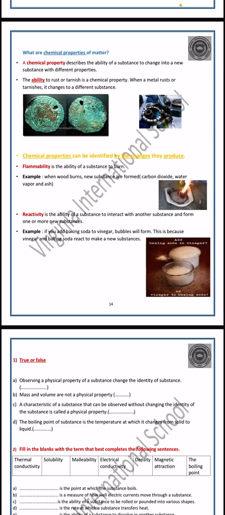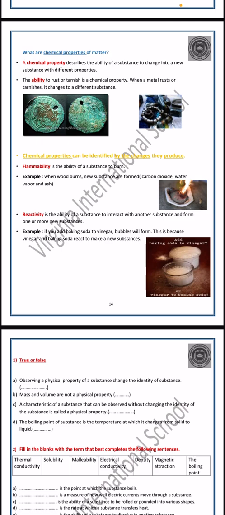So let's take some examples about the chemical properties. It's flammability. What's flammability? It's the ability of the substance to burn. Like I said, when you burn wood, when you burn any substance, it's changed totally into another substance. Also reactivity. Reactivity is the ability of the substance to react with another substance. So if this substance reacts with another one, they will totally produce another substance. So we will lose all the identity of the original substance.